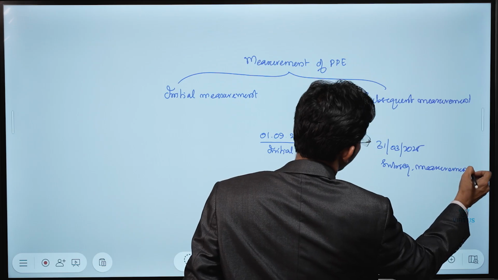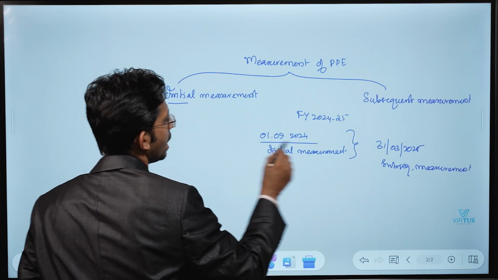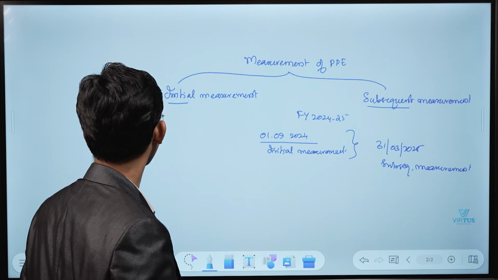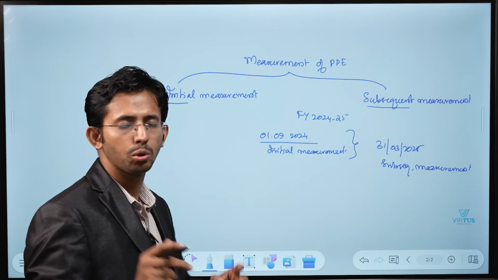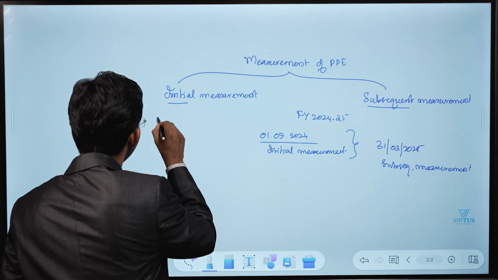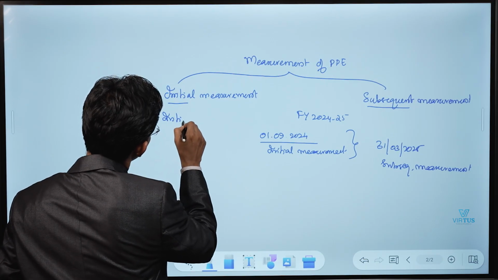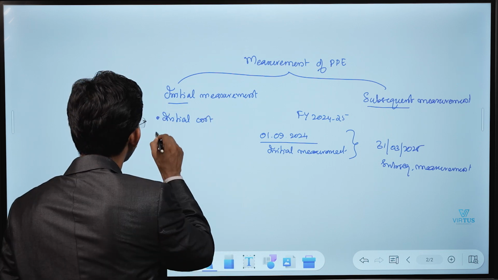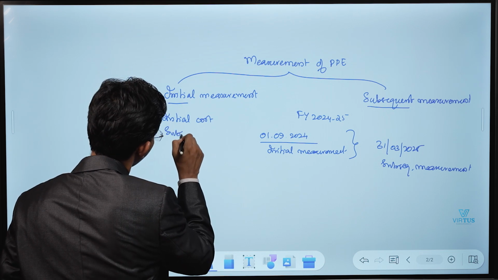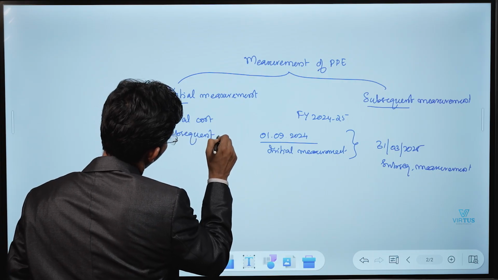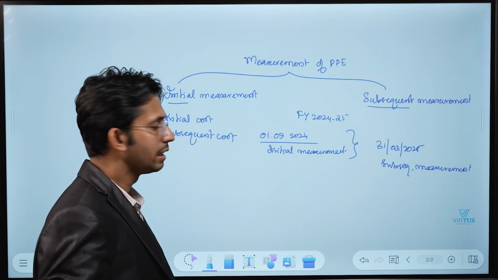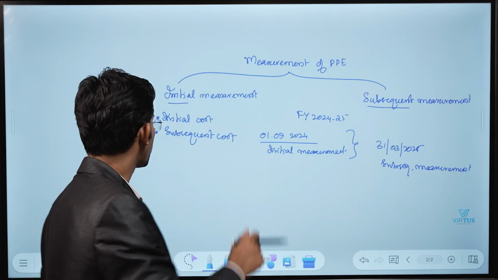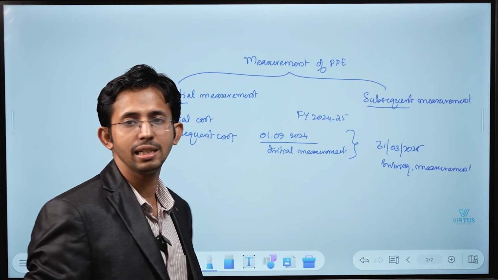Okay, so the principles are different for both initial measurement as well as subsequent measurement. Now here also there is one small key. Initial measurement also talks about two types of cost. One is the initial cost, and you have something called subsequent cost. This subsequent cost and subsequent measurement should not be confused. Subsequent cost is different, subsequent measurement is different.